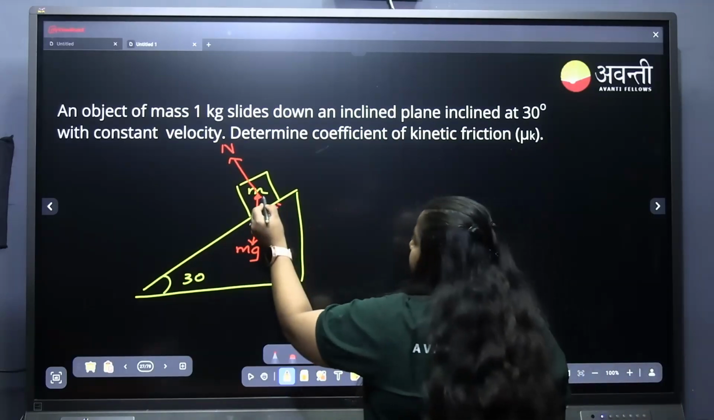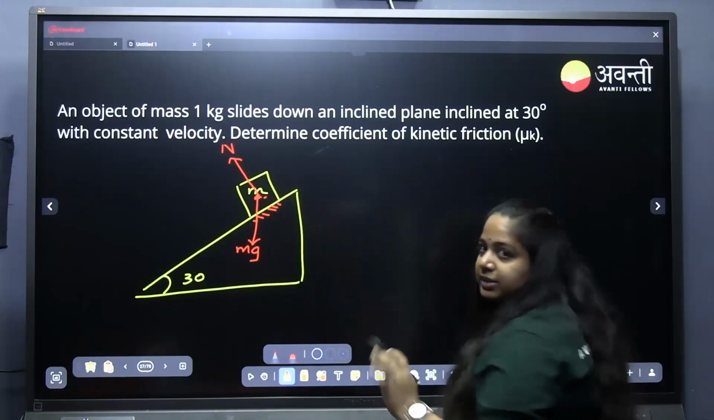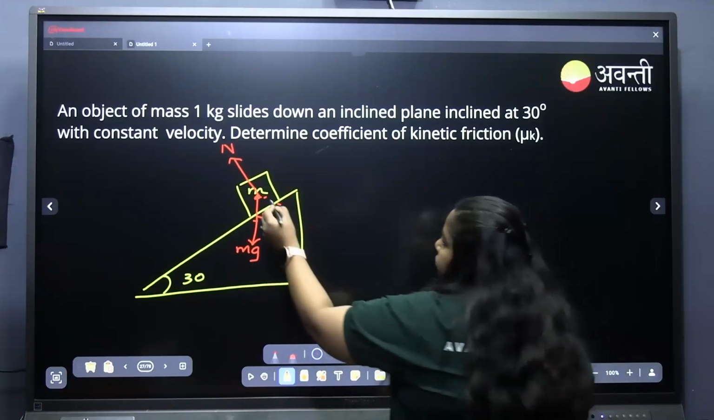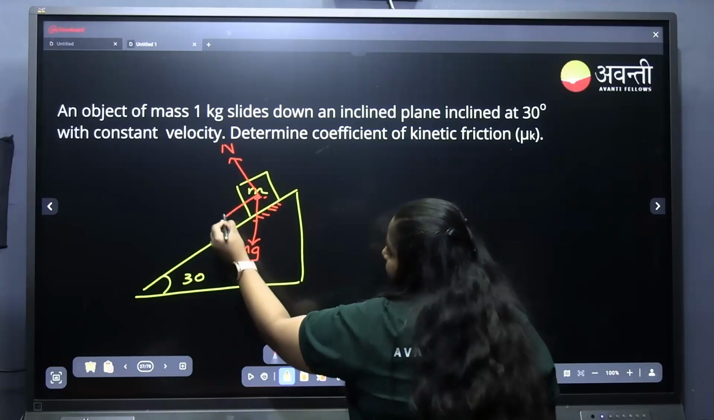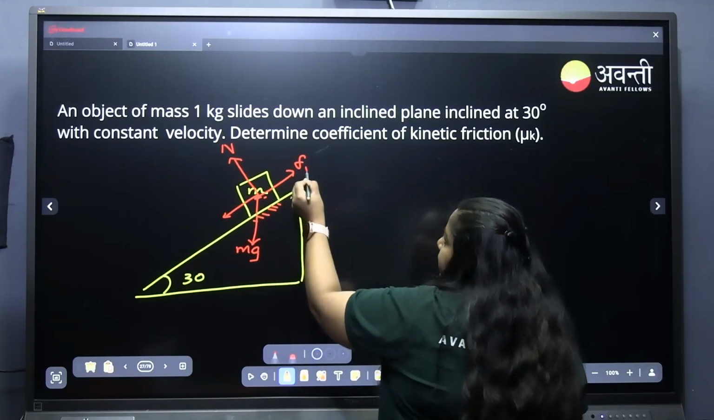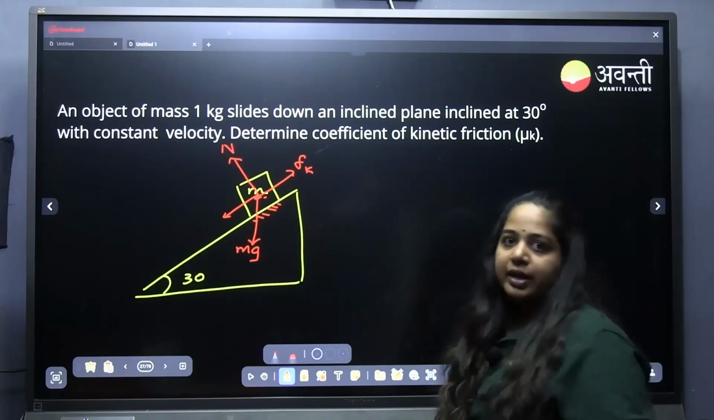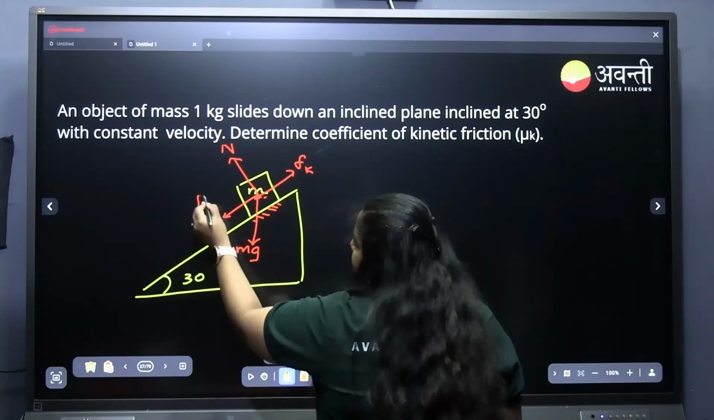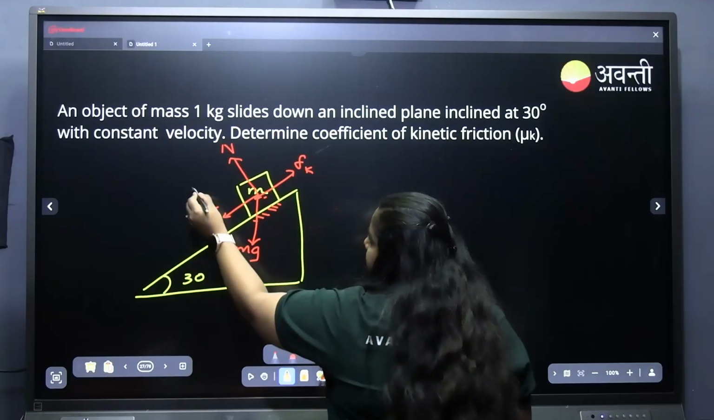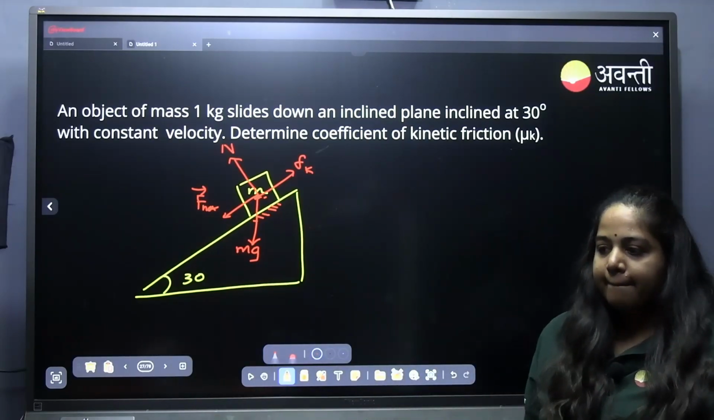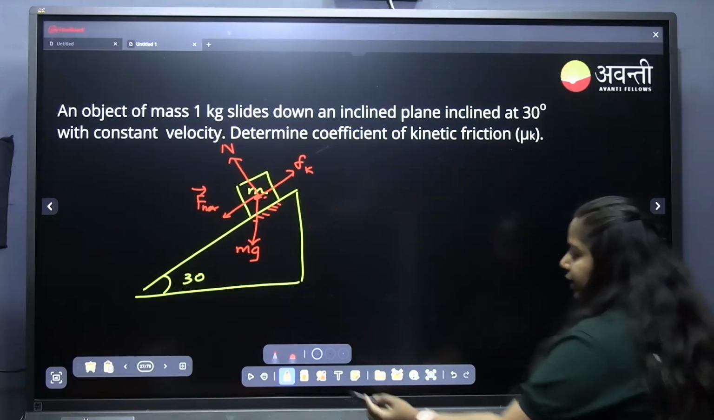Okay, then they said that friction is there because we have to find the coefficient of kinetic friction. Since it is sliding down, moving in this direction, the frictional force will act in the upward direction. And this will be our net force. Net force is in the downward direction. Is it clear?